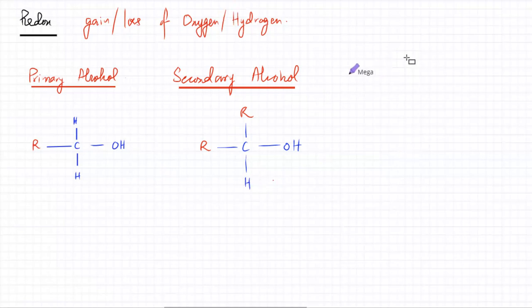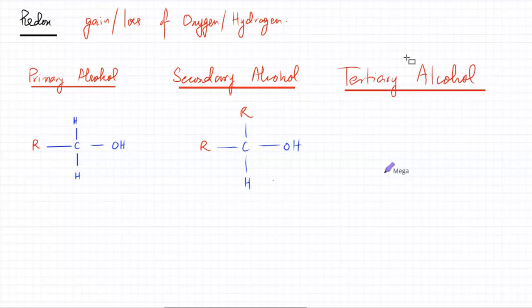Now, when you say primary has two H, secondary has one H, what do these R represent? R represents a carbon chain. Okay. So R is a carbon chain.